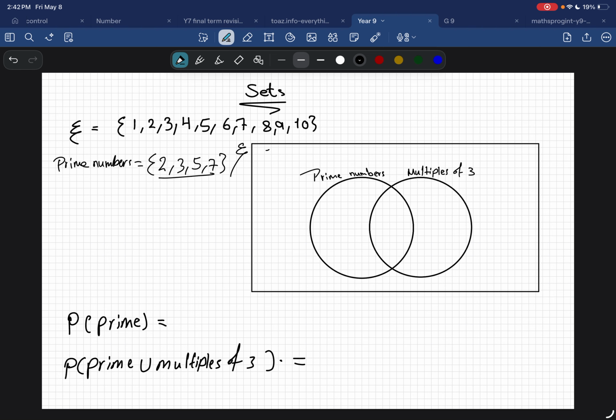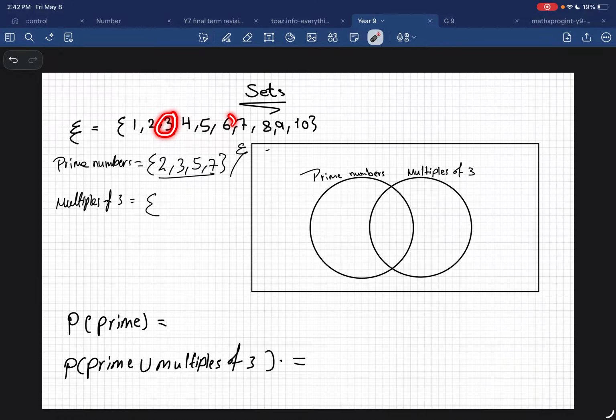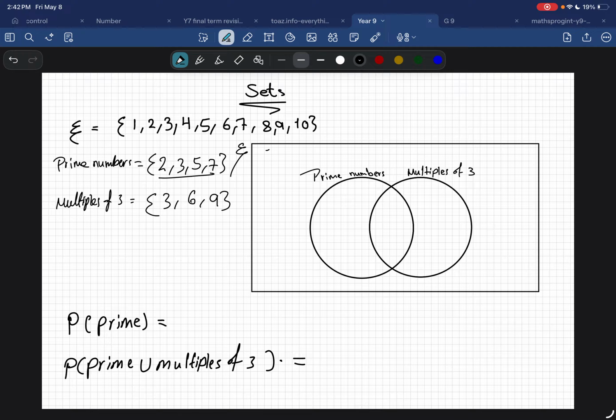Basics. And the other circle is giving us the multiples of 3. The multiples of 3 equal, curly bracket, of course. What are the multiples of 3? Basically the times table of 3. 3 times 1 is 3. 3 times 2 is 6. 3 times 3 is 9. So these are the only 3 numbers: 3, 6, and 9. These are the multiples of 3.